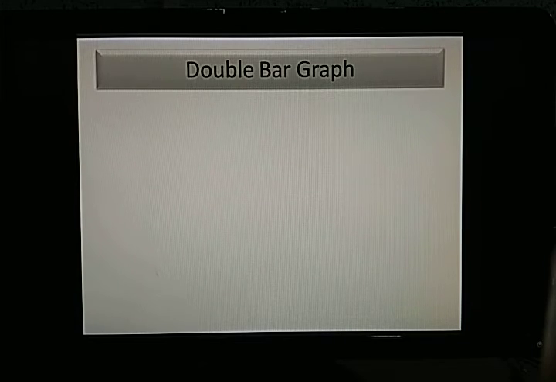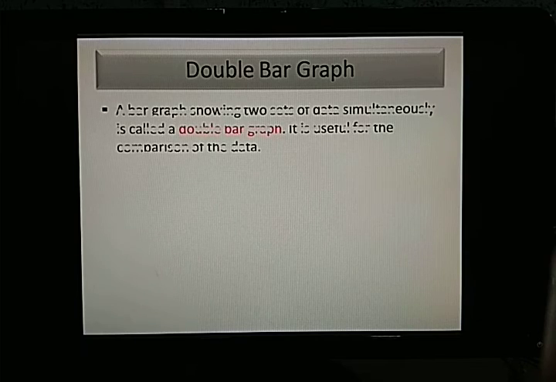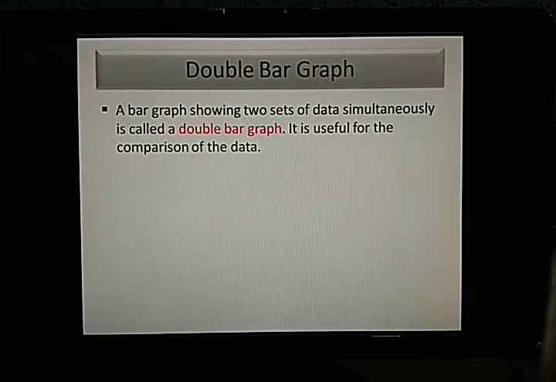Now moving on, the next is the double bar graph. Already we have just seen the bar graph. Now what is a double bar graph? A bar graph showing two sets of data simultaneously is called a double bar graph. It is useful for comparison of data. Same thing as the bar graph. The properties of a bar graph will be as they are. But here two bars will be drawn simultaneously.